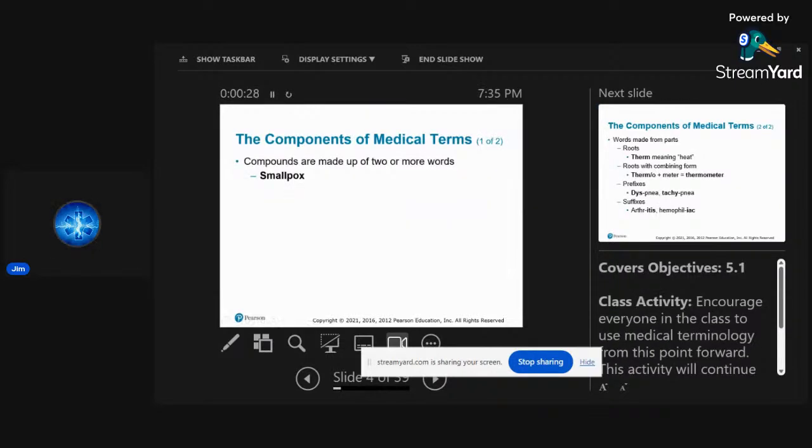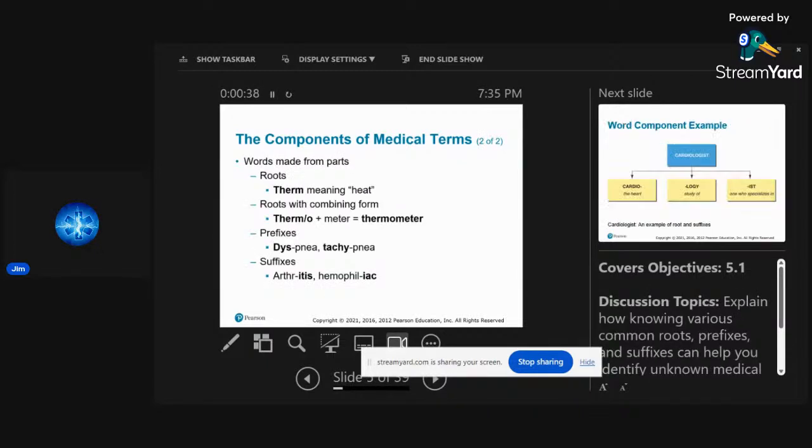Just know that medical terms are a combination or compounds of two or more words. For example, smallpox. The word means small and pox combined. Word parts: there's a root of a word, for example, therm, meaning heat. And roots will be combined with a combining form, like thermo plus meter equals thermometer.